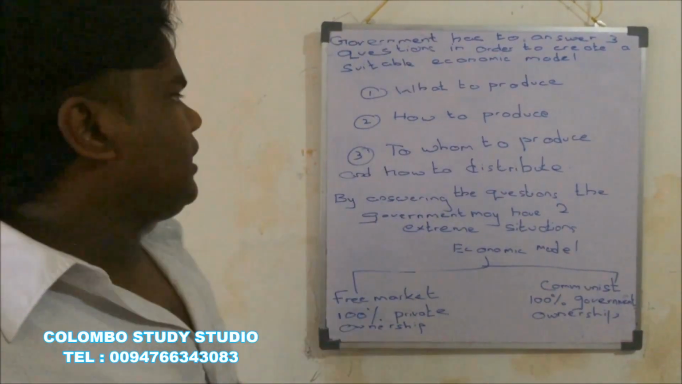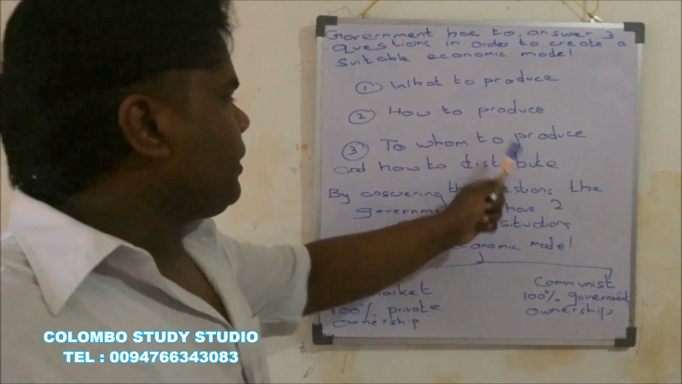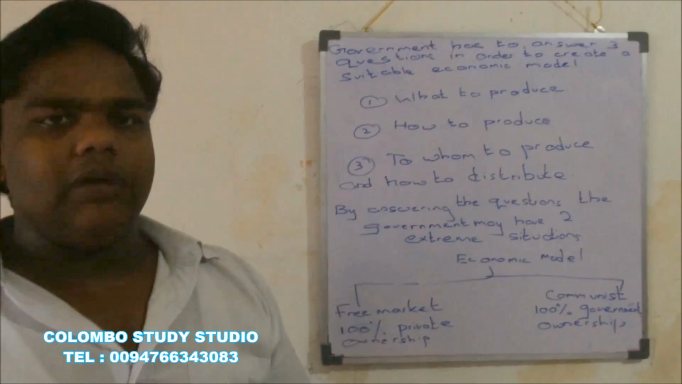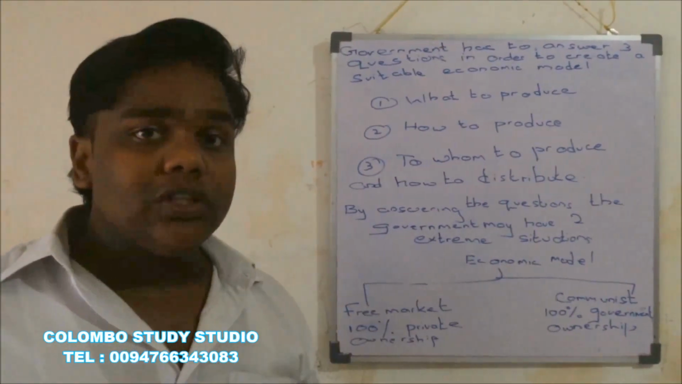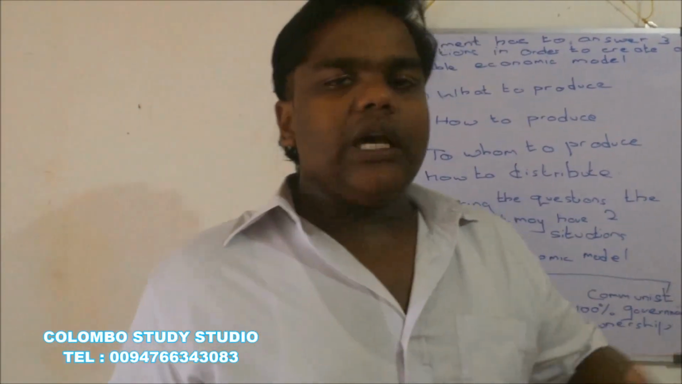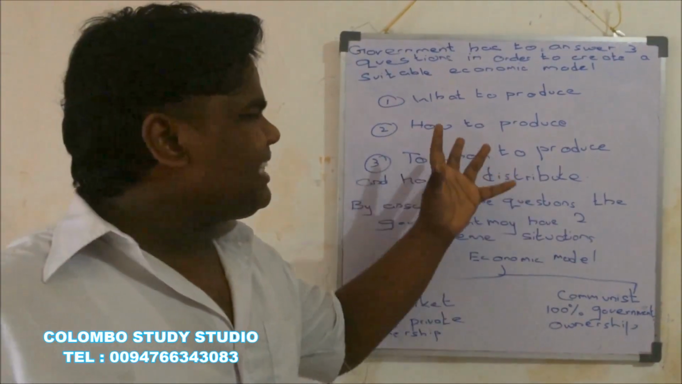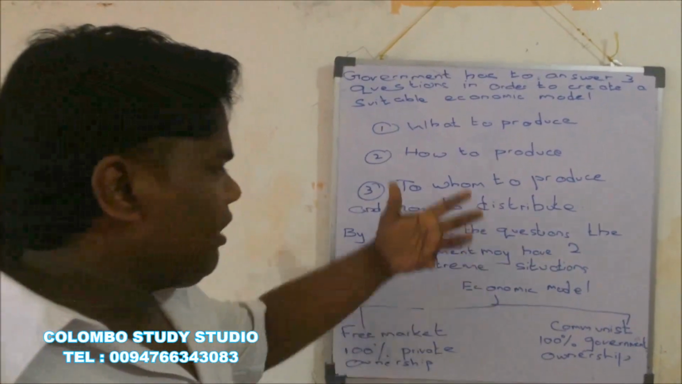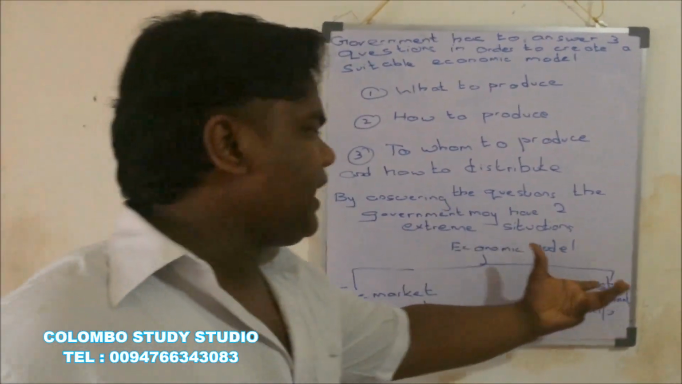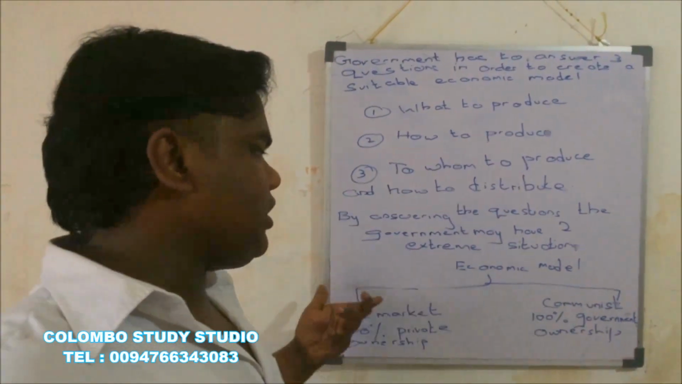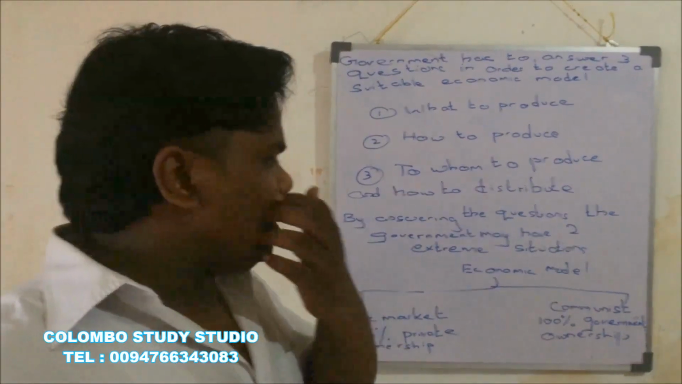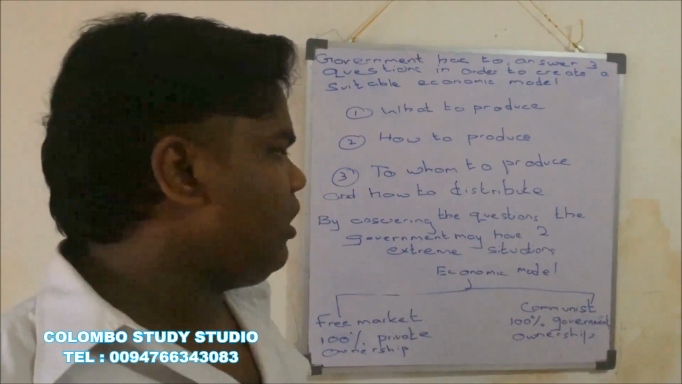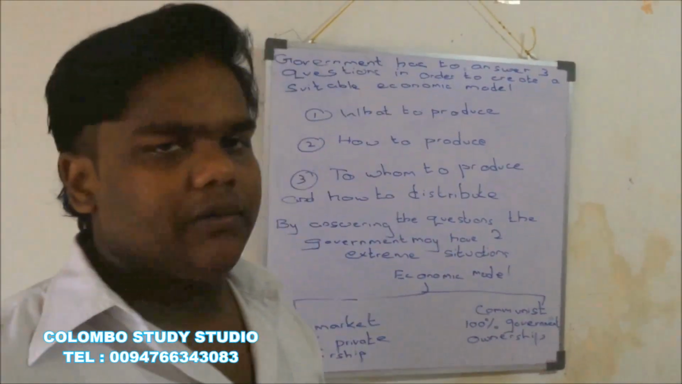Okay, then the third question is to whom to produce and how to distribute. How is the government going to distribute these goods and services to its public? So, this is the most important question, how to distribute. Now, the government has 2 alternative extremes in order to distribute the products. The 2 alternative extremes are either the free market model or the communist model.